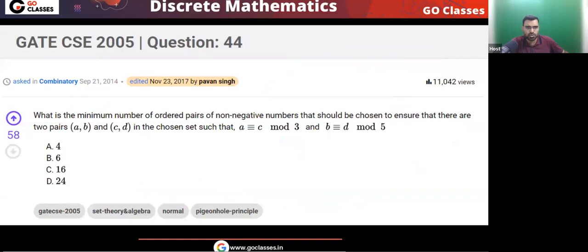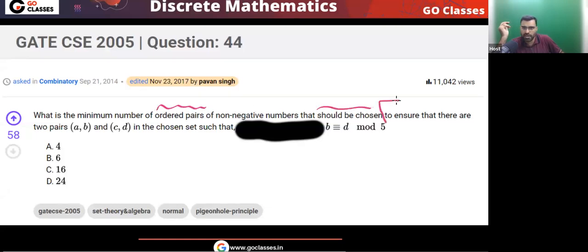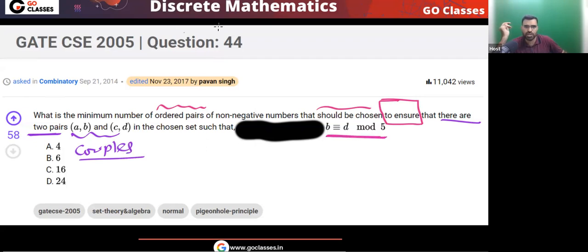Okay, now let's see this question. Now let me give you one more variation. Let's remove this and only see this. Now tell me the answer. Now I'm asking, what is the minimum number of ordered pairs of non-negative integers that should be chosen to guarantee that there are this type of couples such that B is congruent to D mod 5? Okay, now what is the answer?